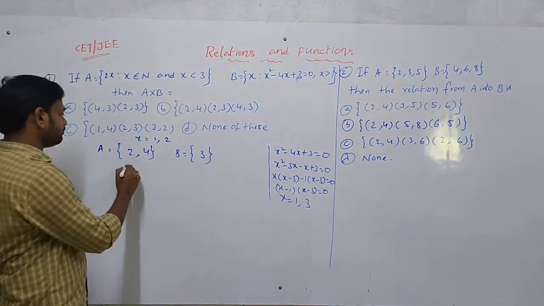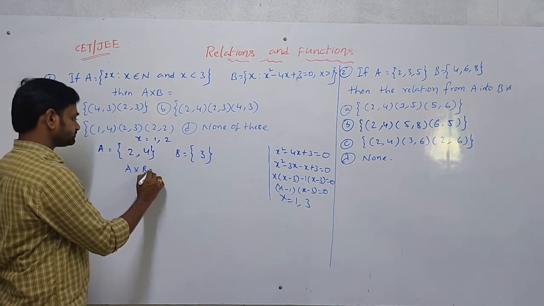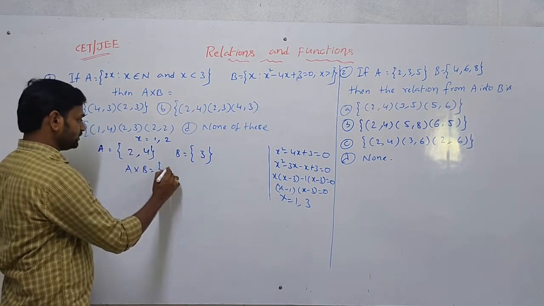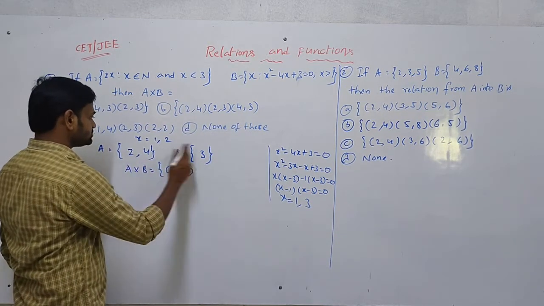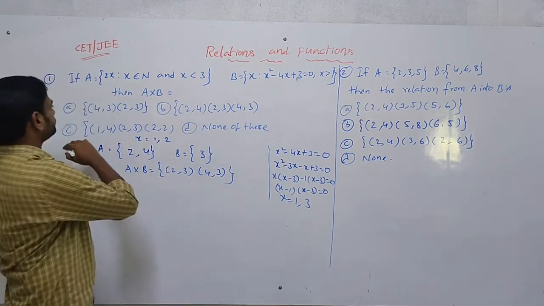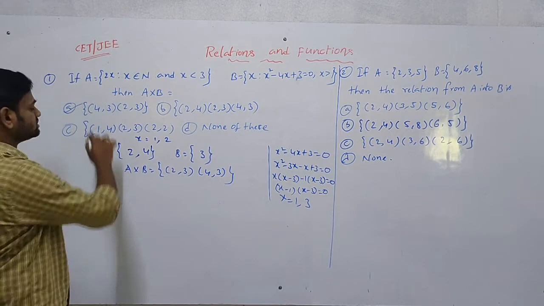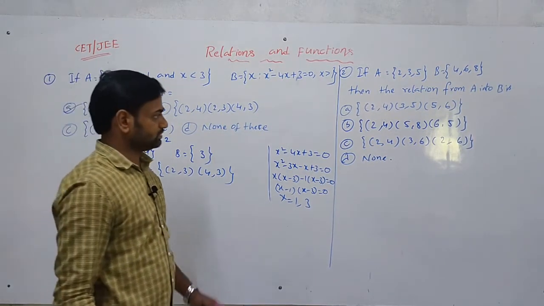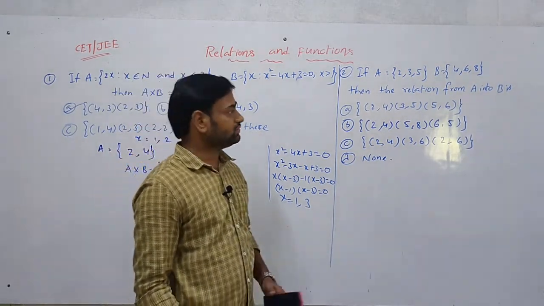Now for this one, what is A cross B? It is (2, 3), next one, (4, 3). The answer is option A. It is simple and basic level.